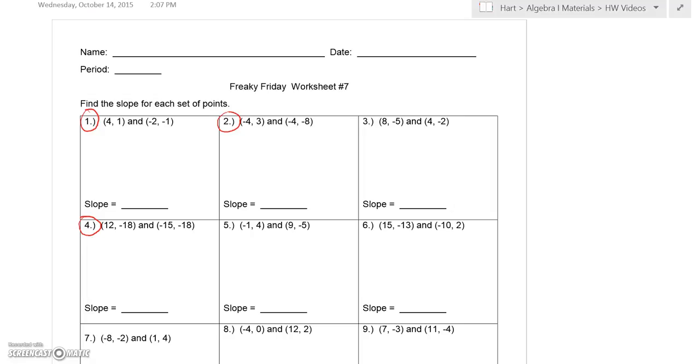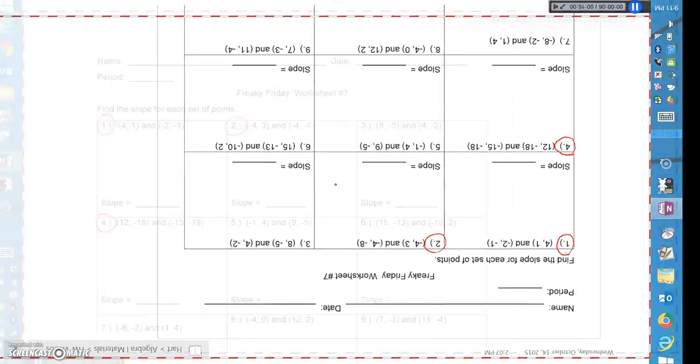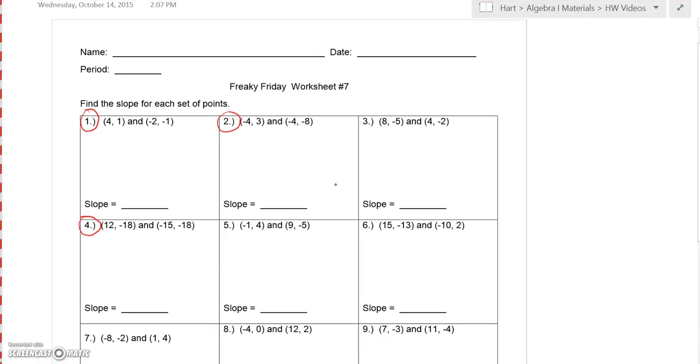Okay, this video is over Freaky Friday number 7, and this is using the slope formula. So that would be y2 minus y1 over x2 minus x1. So I'm going to do 3 of the problems with you.